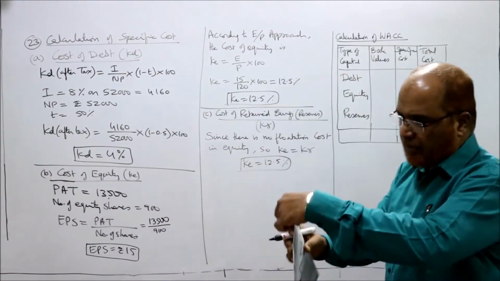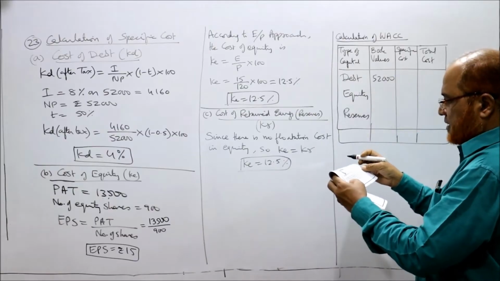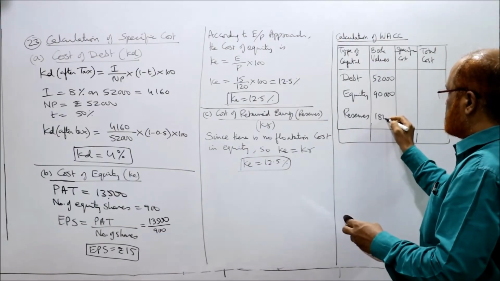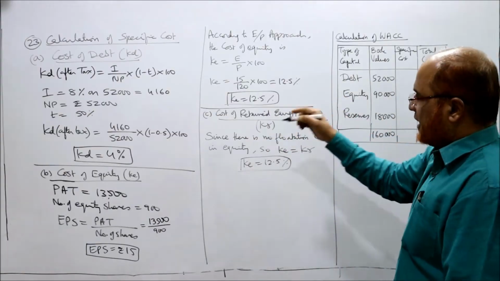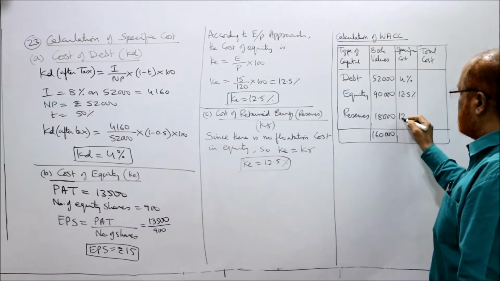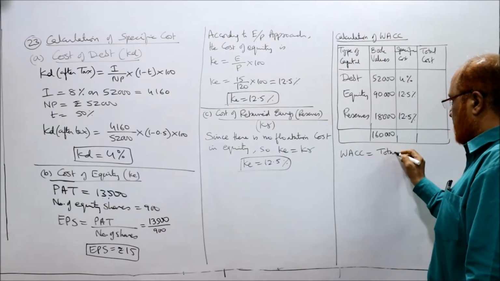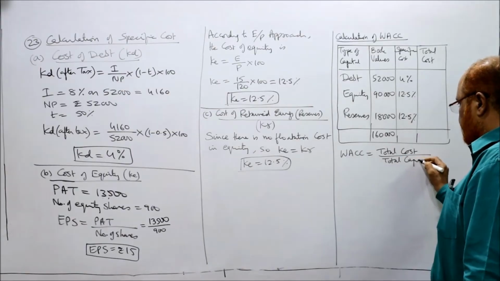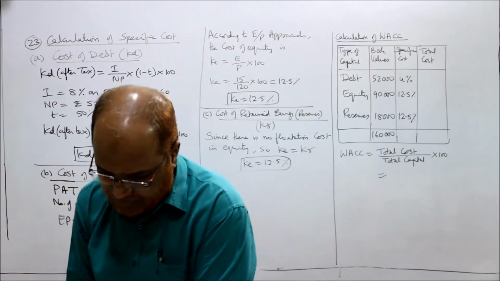Now, it is given in the problem 52,000 rupees are the debt and 90,000 rupees is the equity and reserves are 18,000. If you take the total, it is given in the problem 1,60,000. Debt KD is 4%, KE is 12.5%, retained earning is 12.5%. WACC is equal to total cost divided by total capital into 100.